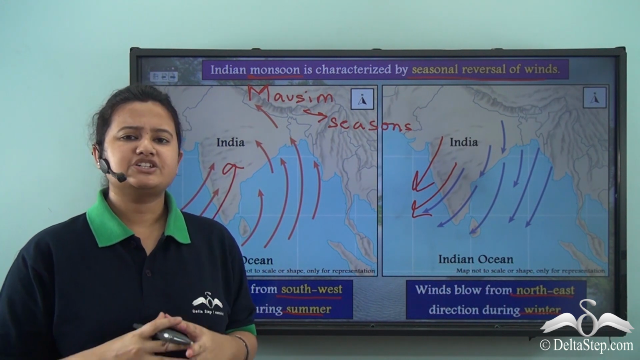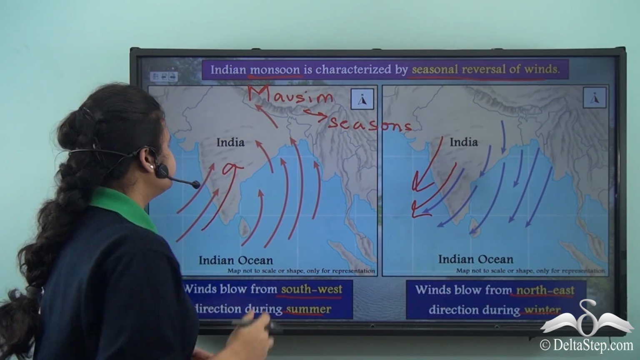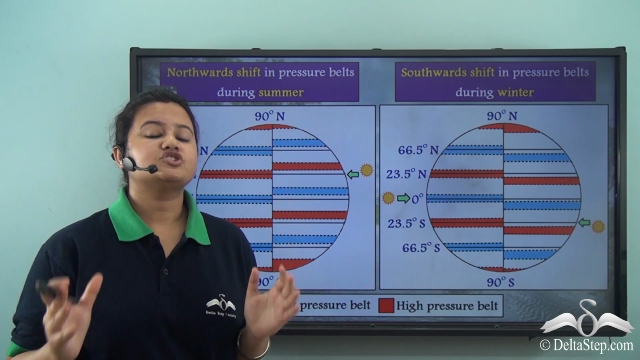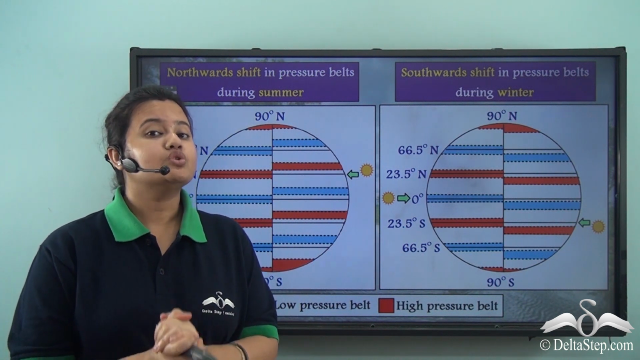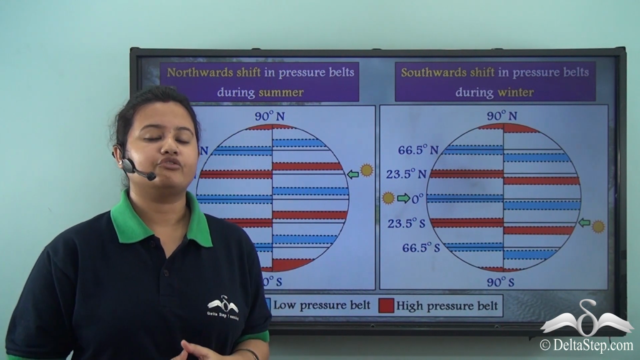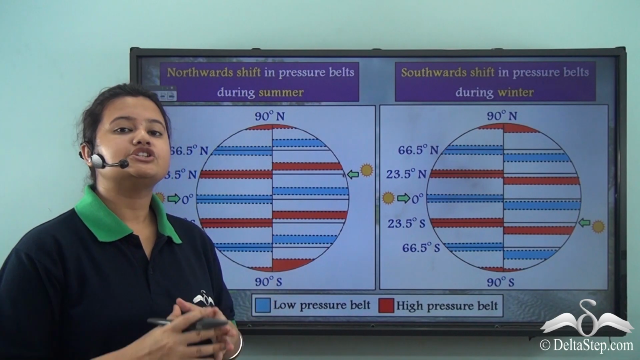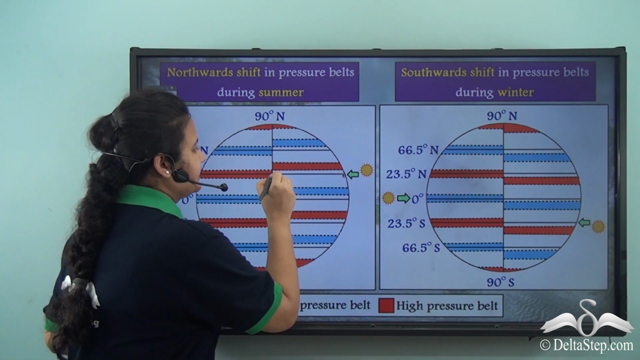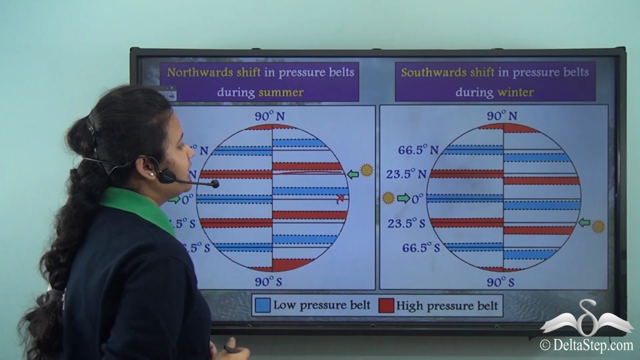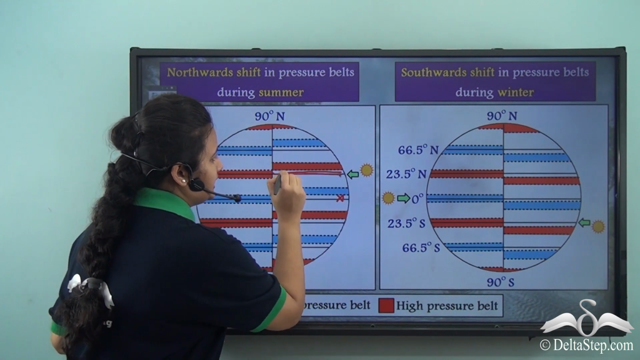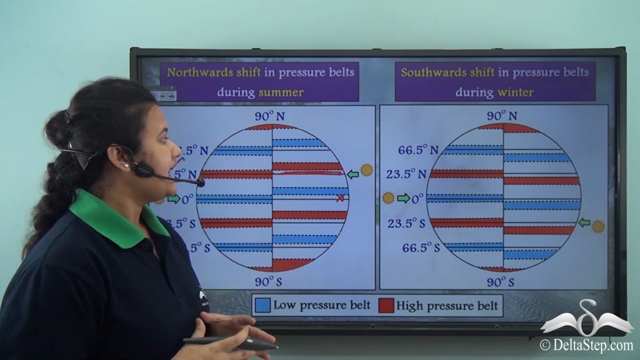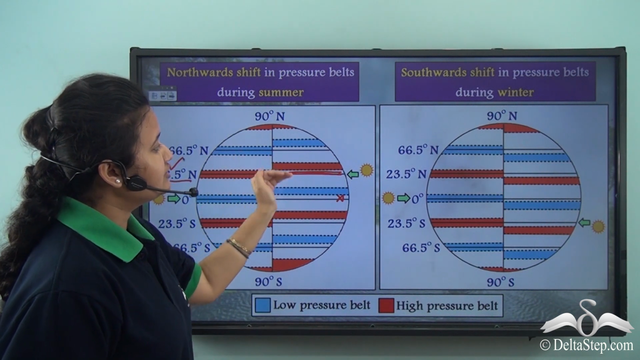Now, what is meant by shift in pressure belts? Let's find out. These two diagrams show the major pressure belts of the world. To know more about pressure belts, you can refer to the link present at the top right corner of your screen. Well, we know during summer the sun is directly overhead the Tropic of Cancer and not over the equator. Due to this, this particular latitude, that is Tropic of Cancer, gets heated up intensely. As a result, the pressure belts shift northwards.